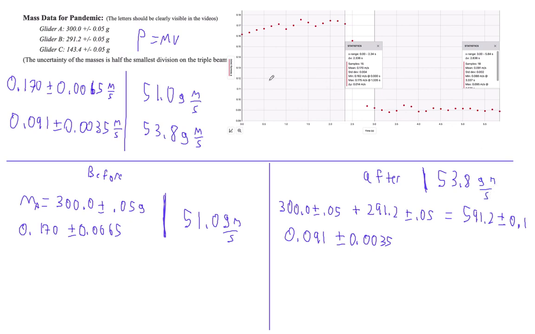So now what we're going to do is set up an uncertainty equation, right? The uncertainty of momentum is to momentum as the uncertainty of mass is to mass plus the uncertainty of velocity is to velocity, right? Okay, so let's do this. The uncertainty of momentum is to 51.0. That's the uncertainty of mass, which is, right, this term isn't going to do much, but there it is. We'd feel bad if we didn't do it, right? This will do something, though.